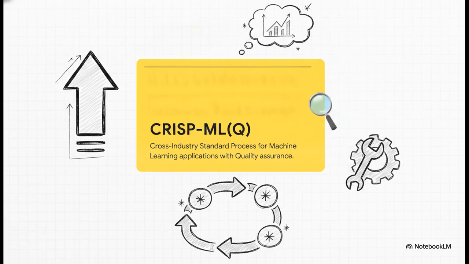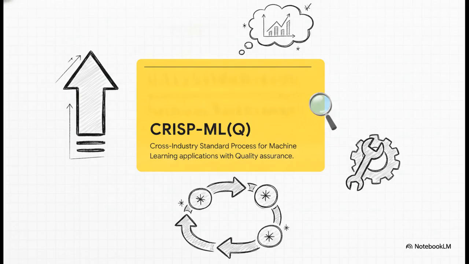So, enter the hero of our story, CRISP-MLQ. Yeah, I know, it's a bit of a mouthful, but it stands for the Cross-Industry Standard Process for the Development of Machine Learning Applications with Quality Assurance. Essentially, this is a battle-tested, systematic methodology designed specifically to cure that whole ad hoc development style. It injects rigorous quality assurance into literally every single step, ensuring that what you build actually works, scales, and delivers real value.